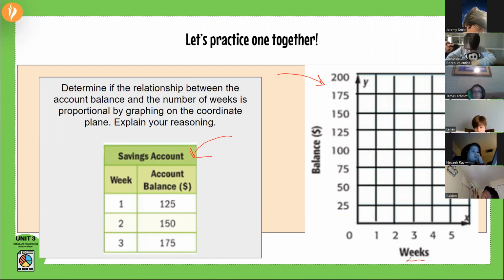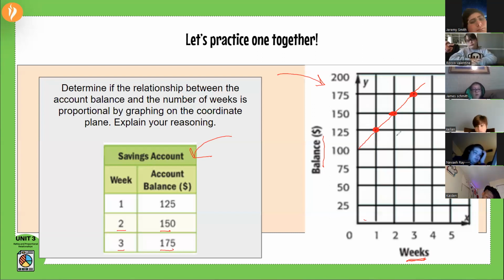So the number of weeks is our horizontal axis, and our balance is our vertical axis. So in 1 week, we saved $125. So I'm going to come over here to 1, and I'm going to go up to 125 right there. 1 week, $125. Then it says in 2 weeks, we've saved 150. Here's 2. I'm going to go up here to 150. All right. And then 3 weeks, we saved $175. So if I connect my dots, do I get a straight line?